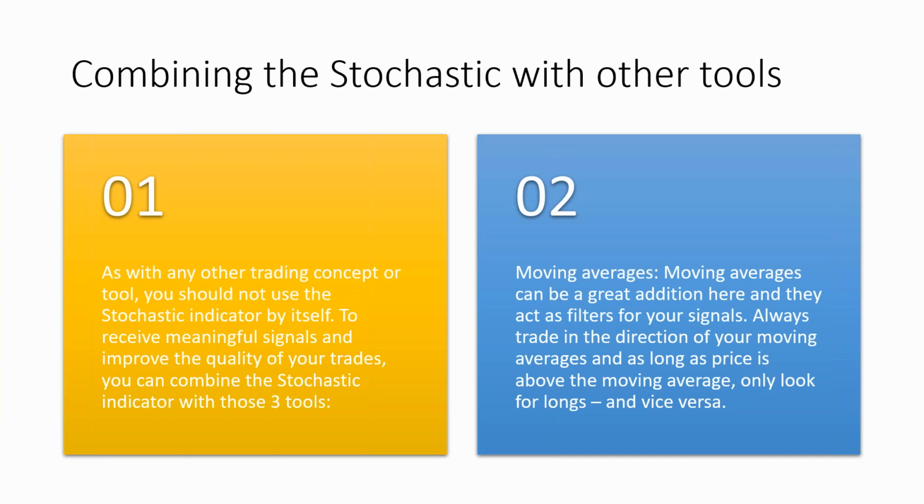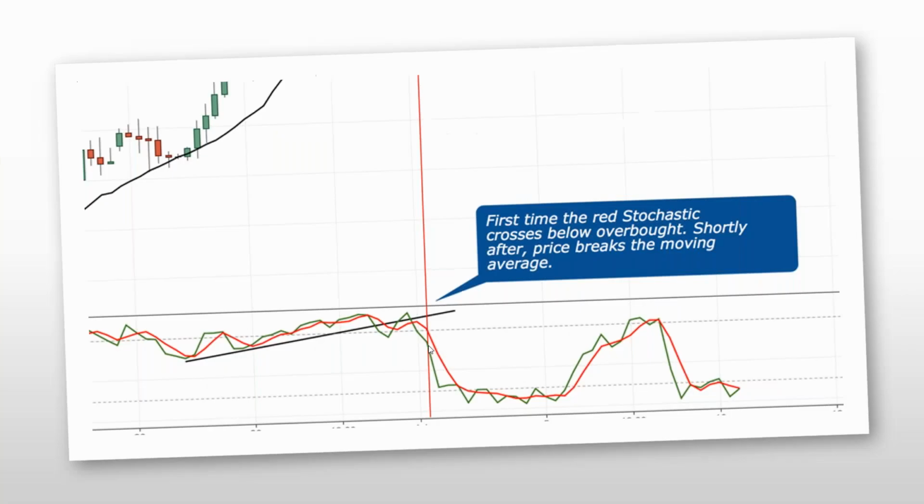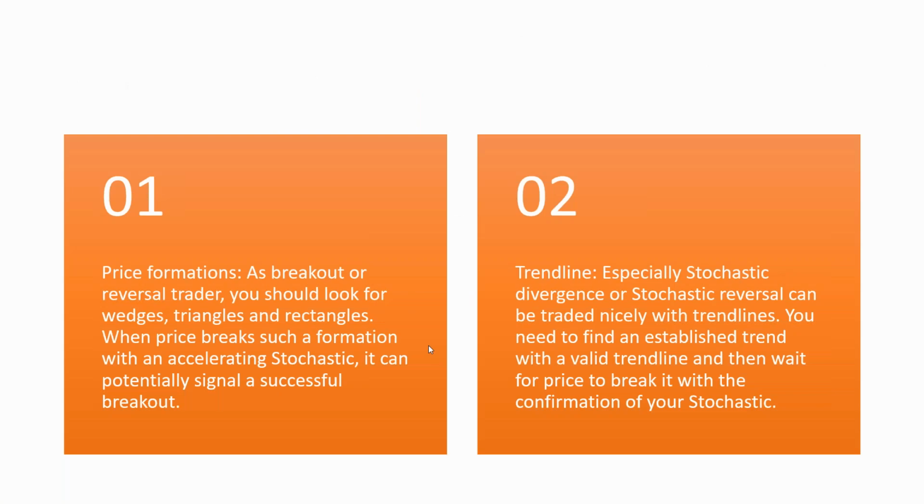Always trade in the direction of your moving average. As long as price is above the moving average, only look for longs, or if price is below the moving average, look for sells or shorts. Price formations: a breakout or a reversal trader should look for wedges, triangles, and rectangles. When price breaks such a formation with an accelerating stochastics, it can be a potential signal of a successful breakout.